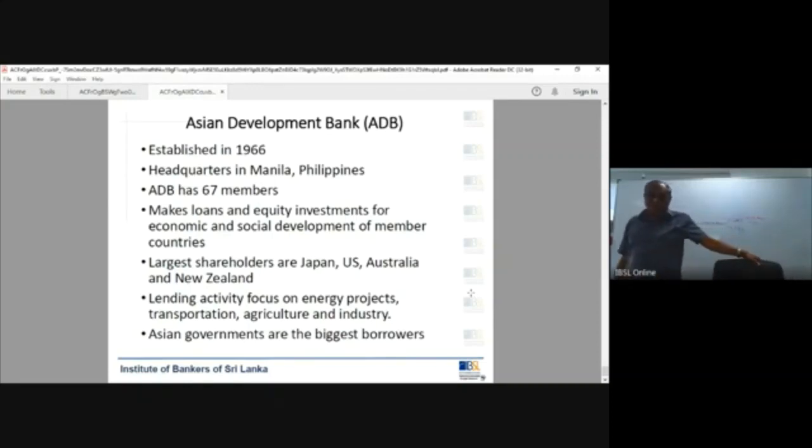ADB lending activities focus on energy projects, transportation, agriculture and industry areas. Right? Asian governments are the biggest borrowers.